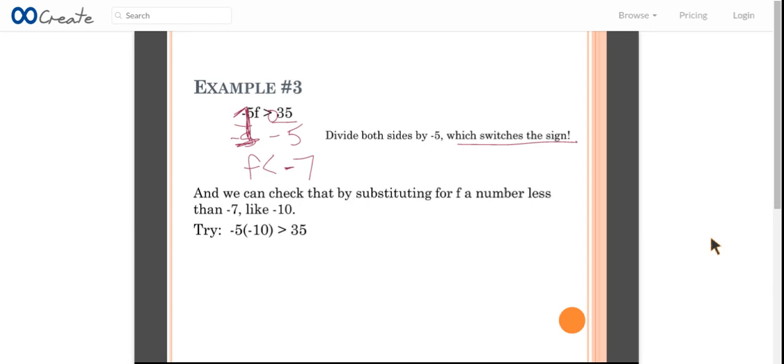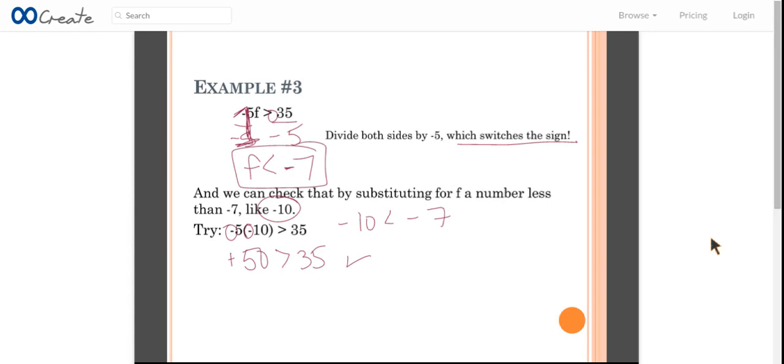So let's check, like -10. -10 is less than -7. So now let's look at -5 times -10. 5 times 10 is 50, and my signs are the same, so my answer is positive. Yep, 50 is bigger than 35. So f has to be less than -7.